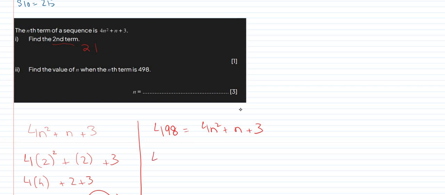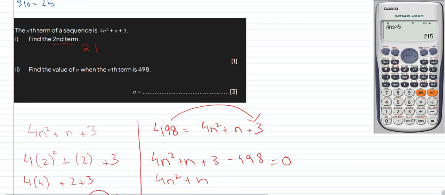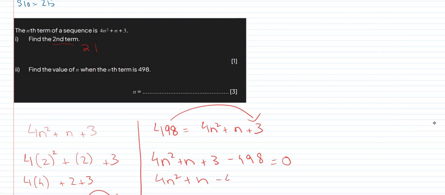Alright, so 4n squared plus n plus 3 minus 498 is equal to 0, because 498 will come over here and it will be negative. So 4n squared plus n, 3 minus 498 is minus 495. So this becomes 4n squared plus n minus 495 is equal to 0.